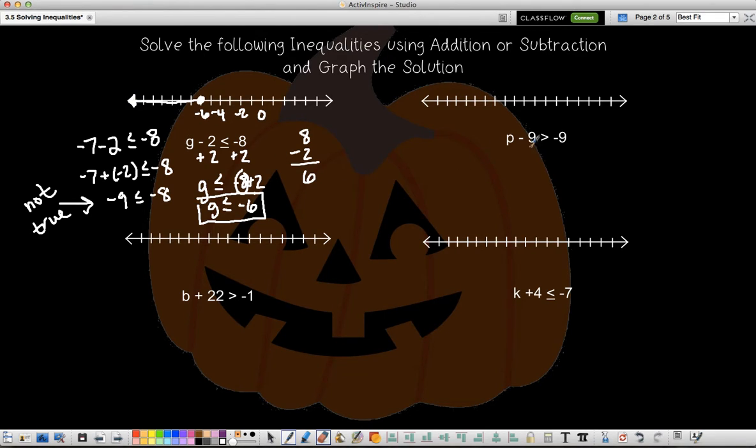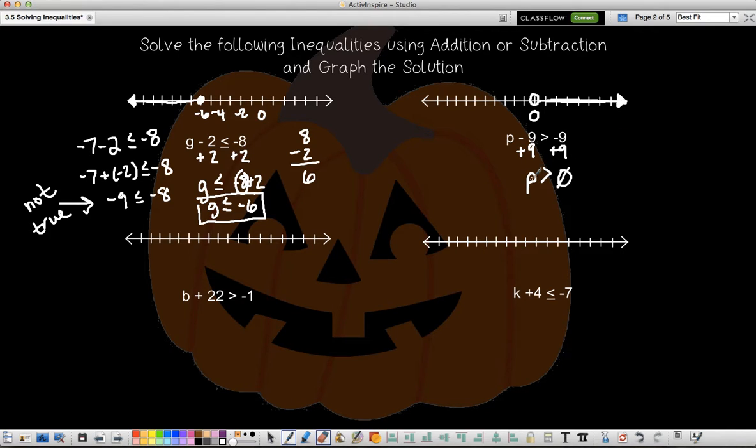Okay, again, it's subtraction, so I'm going to add 9 to both sides. P has to be greater than negative 9 plus 9, which I know is 0 because of the additive inverse. So P has to be greater than 0. It cannot include 0, so I have an open dot, and P has to be bigger than that. So I'm going to highlight everything on this part of the line.